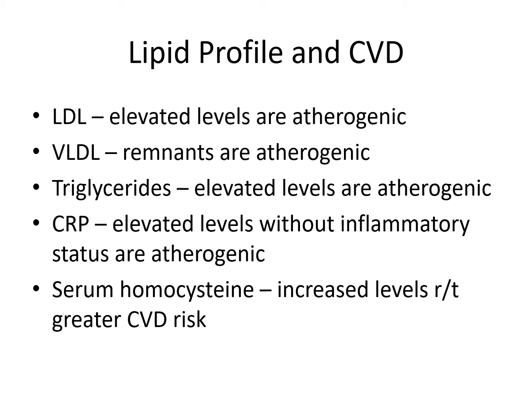And CRP, elevated levels without inflammatory status, again, this is that quote-unquote chronic mild inflammation. CRP should go up if you've been injured, stressed, etc. It should then go back down to normal. If it doesn't, that's bad, and long-term it increases your risk of cardiovascular disease. Serum homocysteine, again, increased levels are related to increased cardiovascular disease risk.